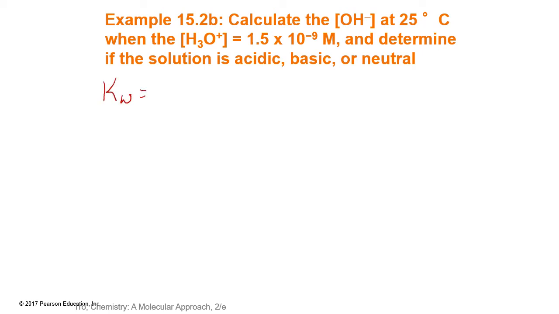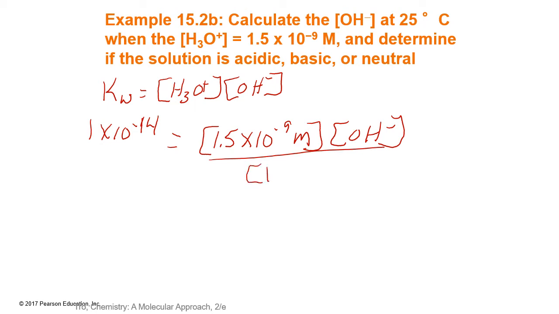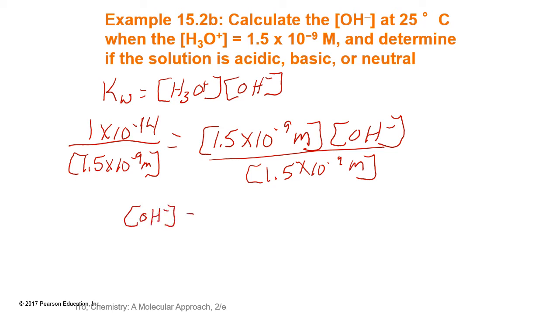So we know our equilibrium constant expression, or our Kw for water, is the H3O+ concentration times OH-. Because Kw is a constant, 1 times 10 to the -14, we can substitute that in, and our H3O+ concentration, 1.5 times 10 to the -9 molar, to calculate our OH-. We'll divide both sides by the 1.5 times 10 to the -9 molar concentration of the hydronium ion to find our OH- concentration of 6.7 times 10 to the -6 molar.